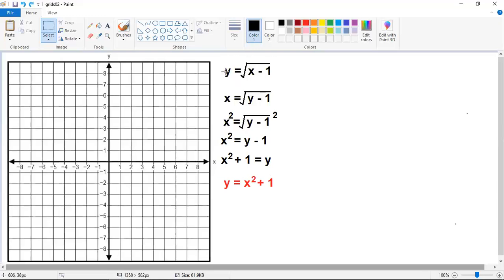The inverse function of the given is this function. So you have a radical function. It's now converted to a quadratic function. Now we are ready to graph. Again, there are two ways to graph.